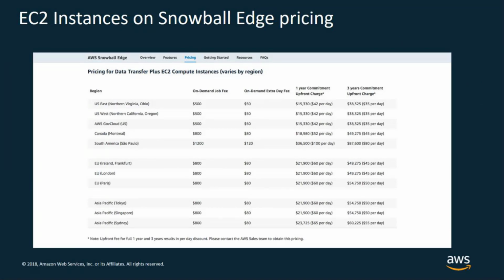From a pricing perspective, for EC2 instances on Snowball Edge, we've made a few changes, which you can find on the main landing page for the service. I already called out the 1 and 3 year discounted terms. The main call out here is just to show the on-demand pricing that includes job and daily fees, which are $500 and $50 respectively for North America, and you can see some of the other regional pricing listed here.